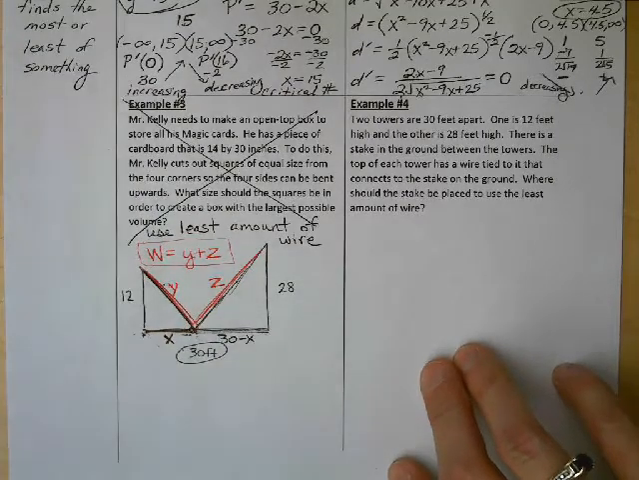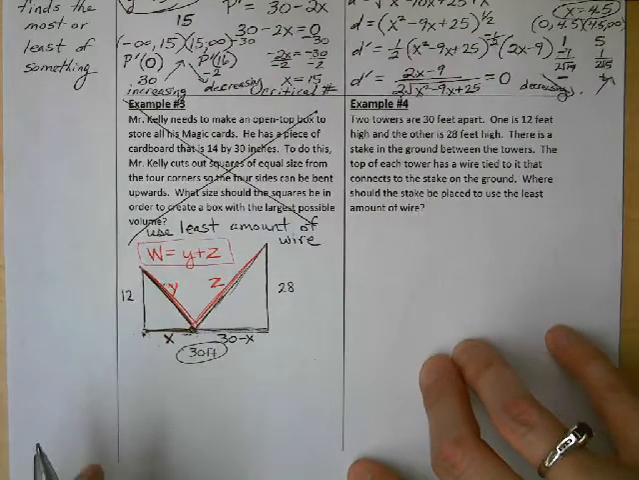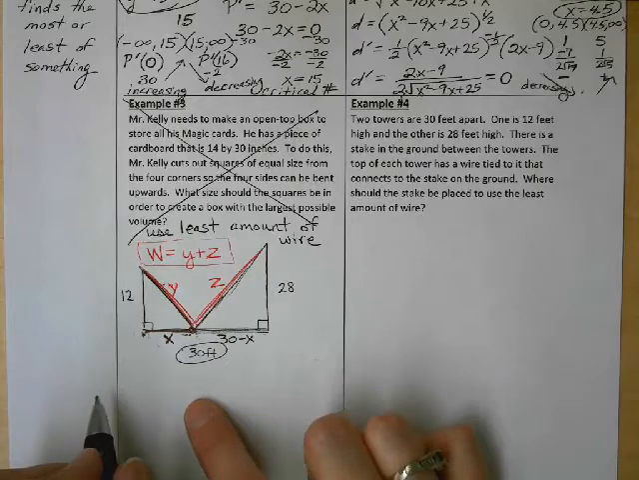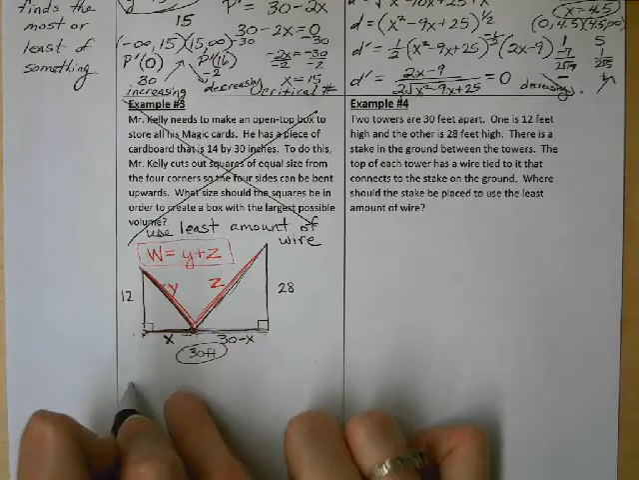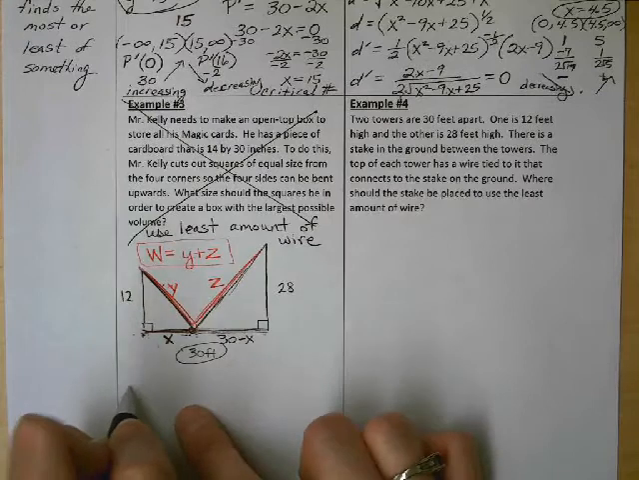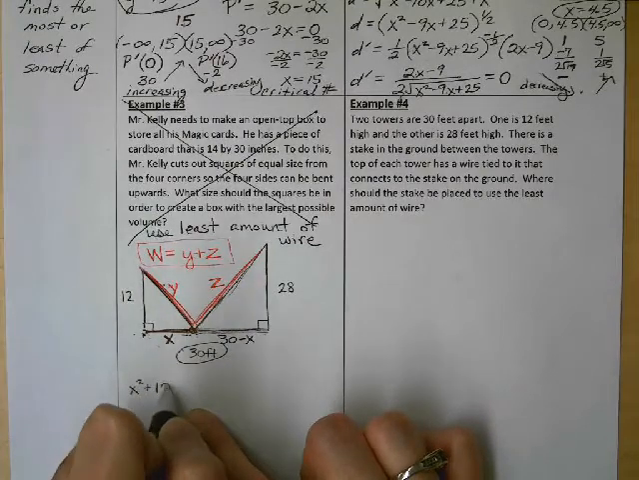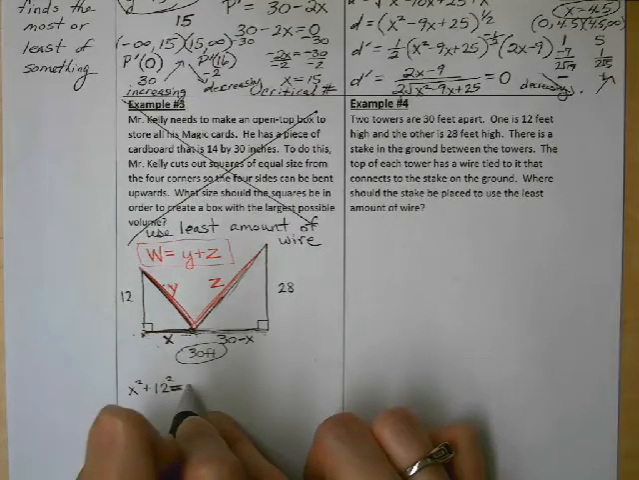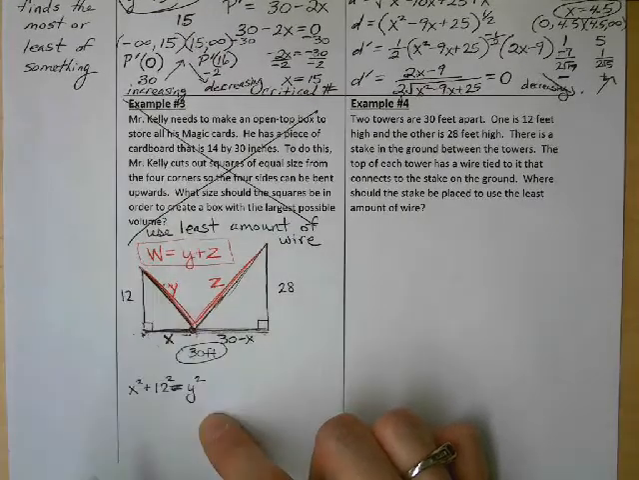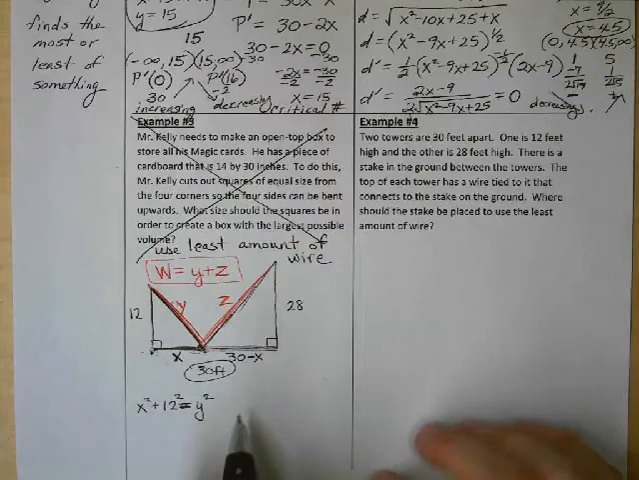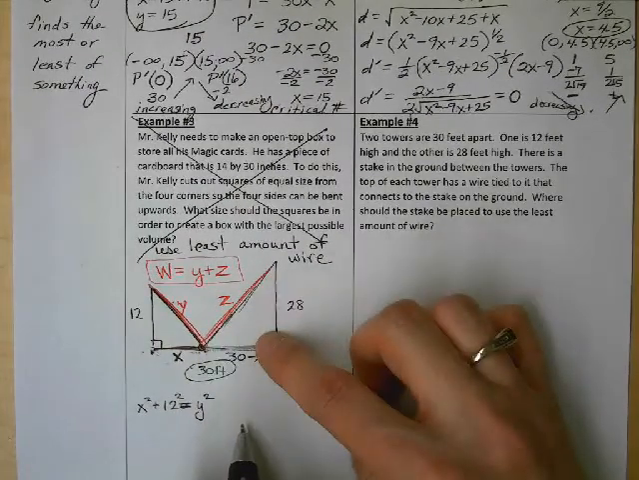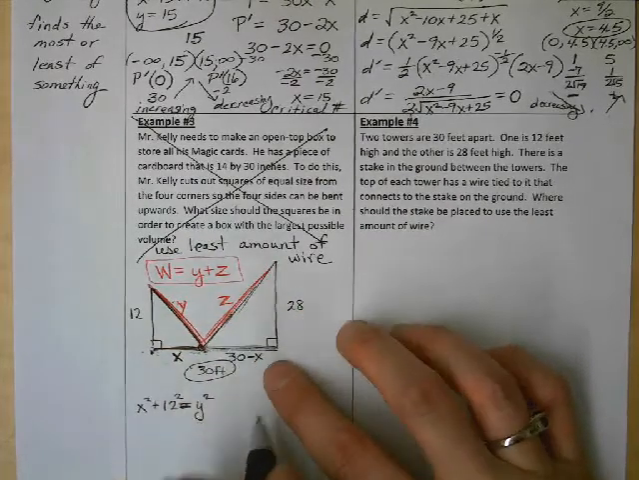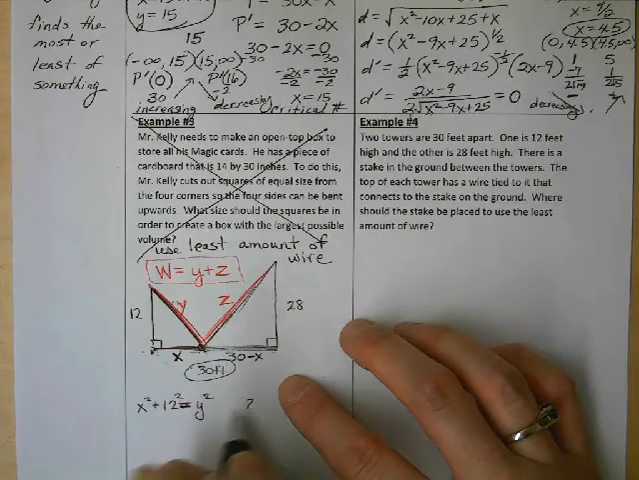Somebody said it. Yeah, we could use the Pythagorean theorem since we have triangle relationships. So we could do Pythagorean theorem with this triangle, like x squared plus 12 squared equals y squared. We could do a Pythagorean theorem equation there. And then this other one also, we could do a Pythagorean theorem equation with this one too. We could do either side, it doesn't matter.